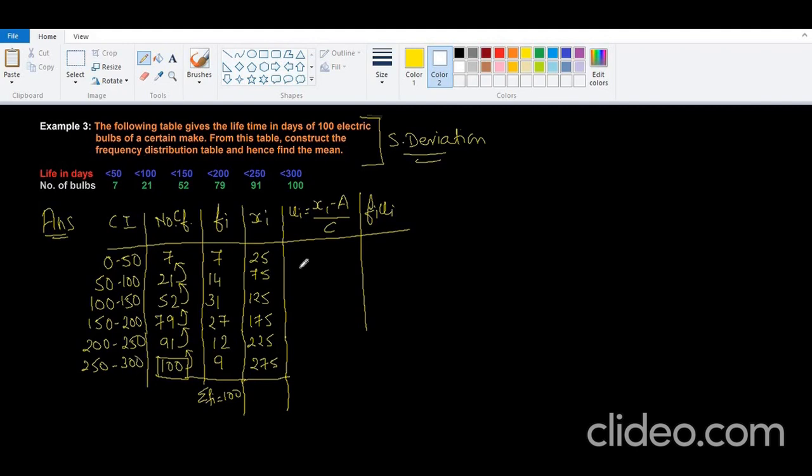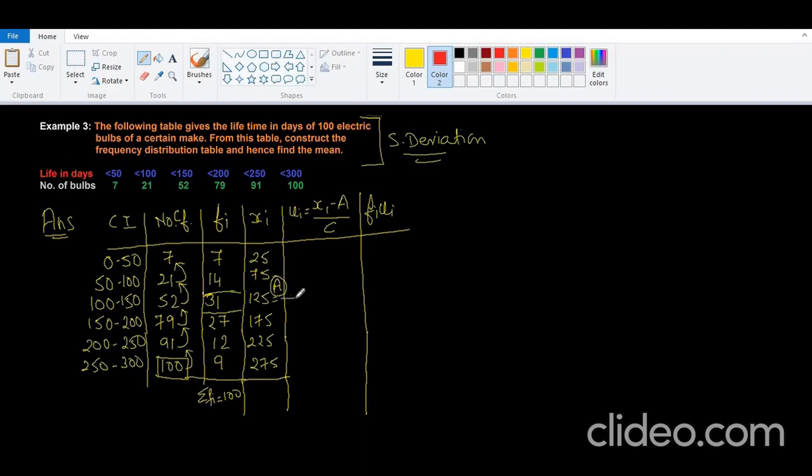Now you have to find out the assumed mean. We can take the assumed mean according to the highest frequency or the total number of groups. If the number of groups is odd, then we take the middle one. But if the number of groups is even, now you see 1, 2, 3, 4, 5, 6, it is 6, which means even. So we choose the highest frequency. Highest frequency is 31. So next to 31 is 125. So 125 is our assumed mean.